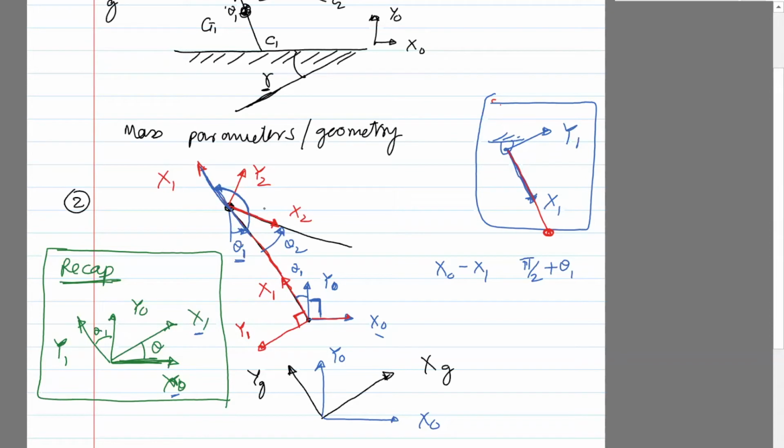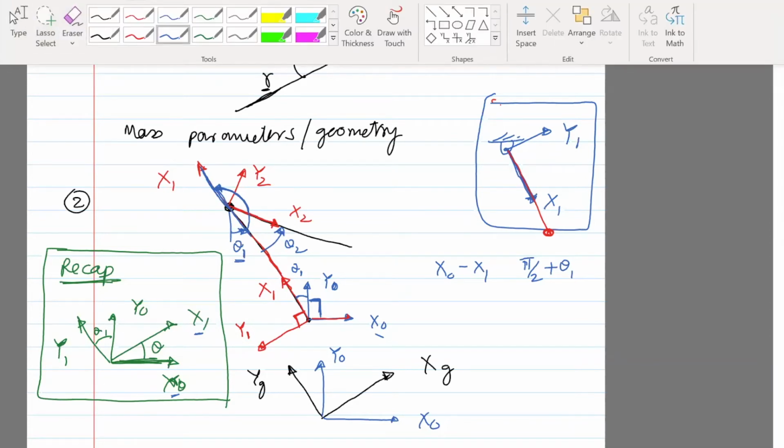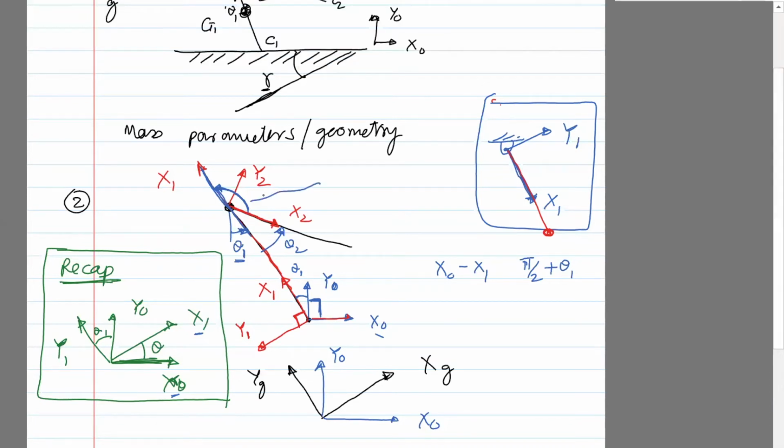And so this angle has to be 180 minus theta 2. Or in other words, if you sum this angle, 180 minus theta 2, with this theta 2, then you end up with 180 degrees, and that's what that complete angle is. So the angle between x1 and x2 is pi minus theta 2.